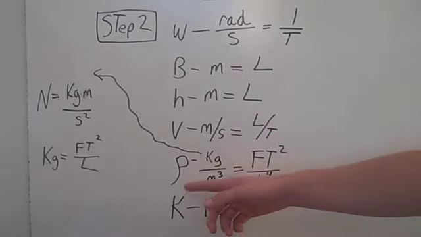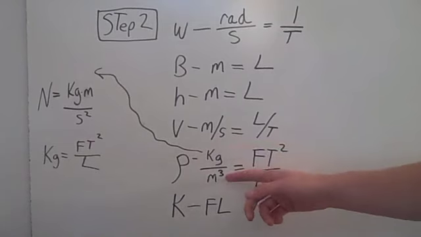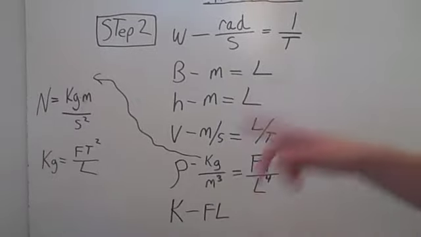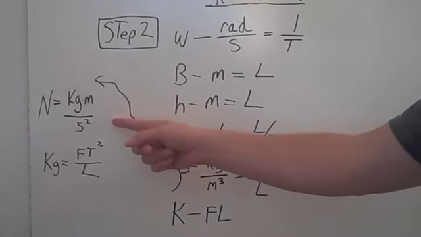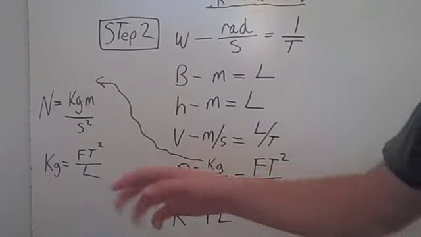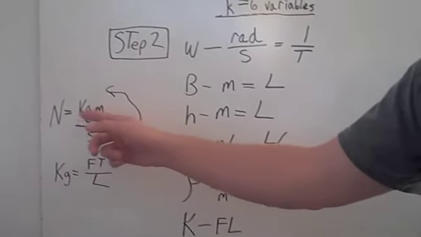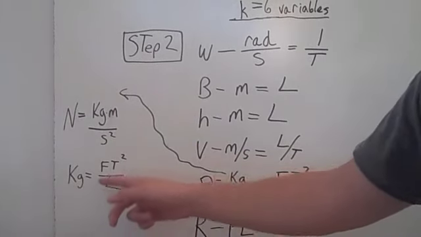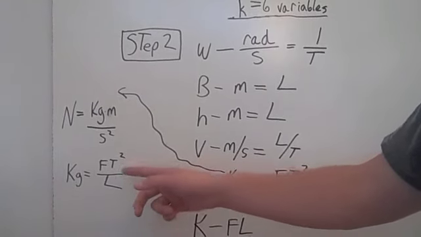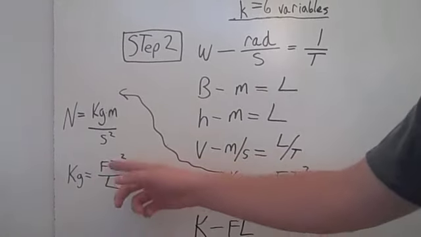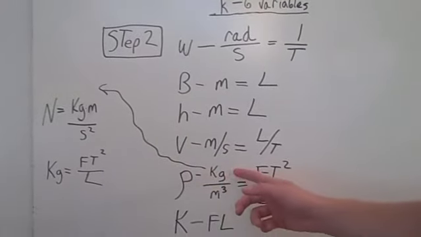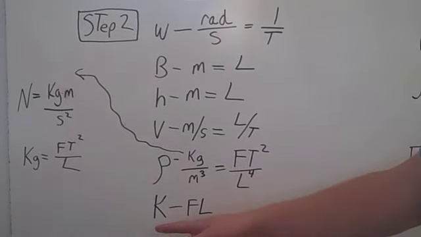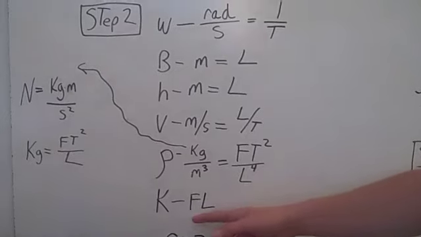Now the tricky one in this problem was rho. Rho is usually kilograms per meter cubed, which would be mass over length cubed, but we are using force instead of mass. So to solve this, we have shown that you have to convert the mass to a force. Now you know that newtons is kilogram meters per second squared. So if you rearrange this equation, you see that kilograms is force times time squared over length, thus converting the mass to a force. So when we plug this in for kilograms, you get force times time squared over length to the fourth. The final variable was k, which was given as F times L.